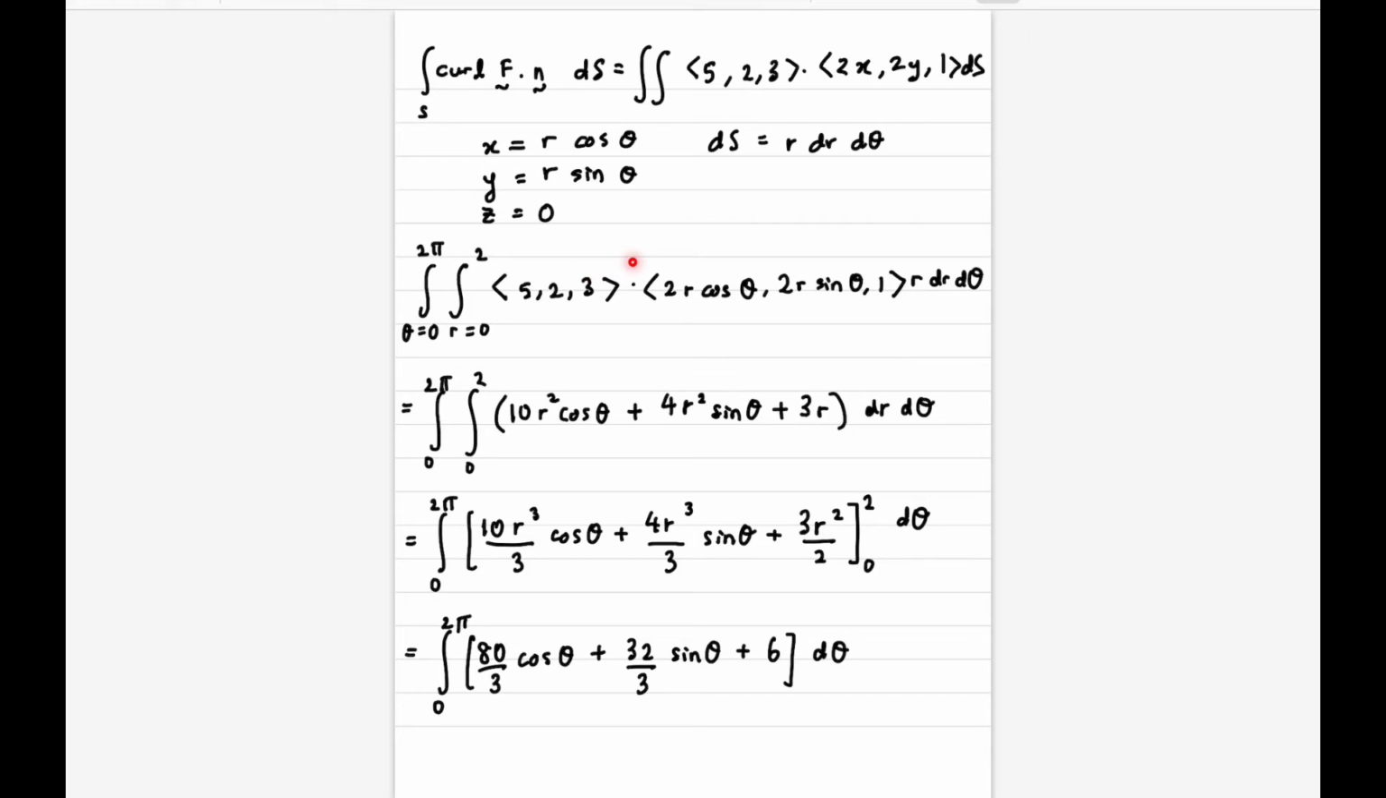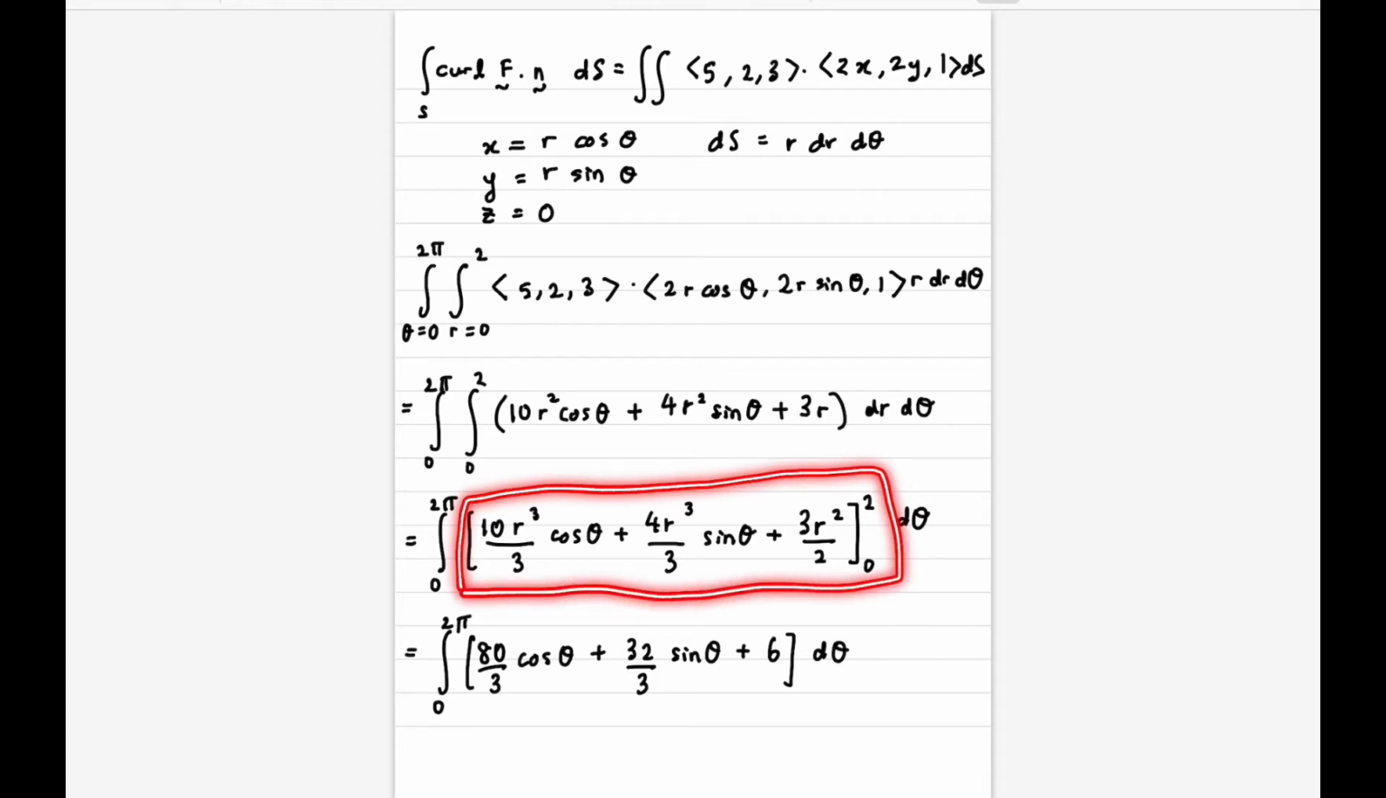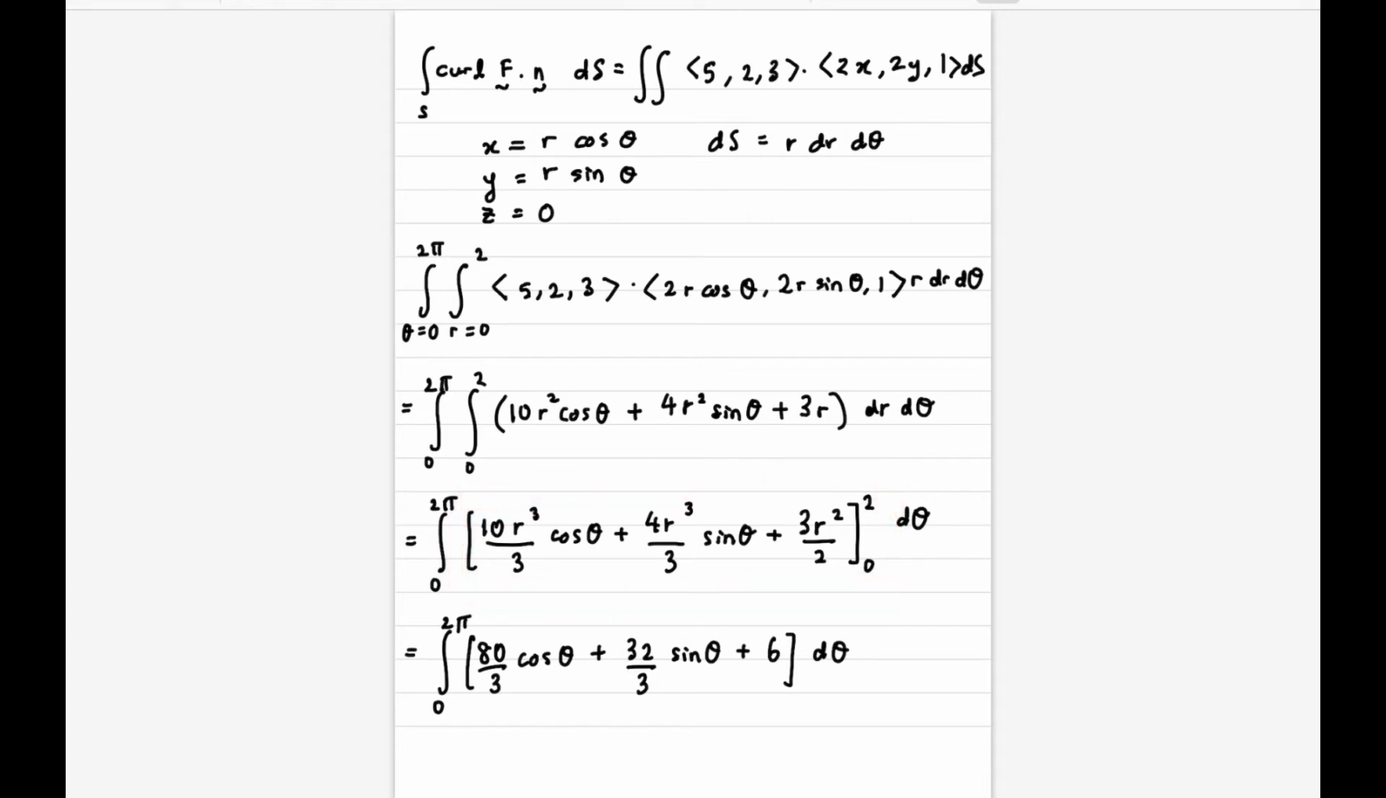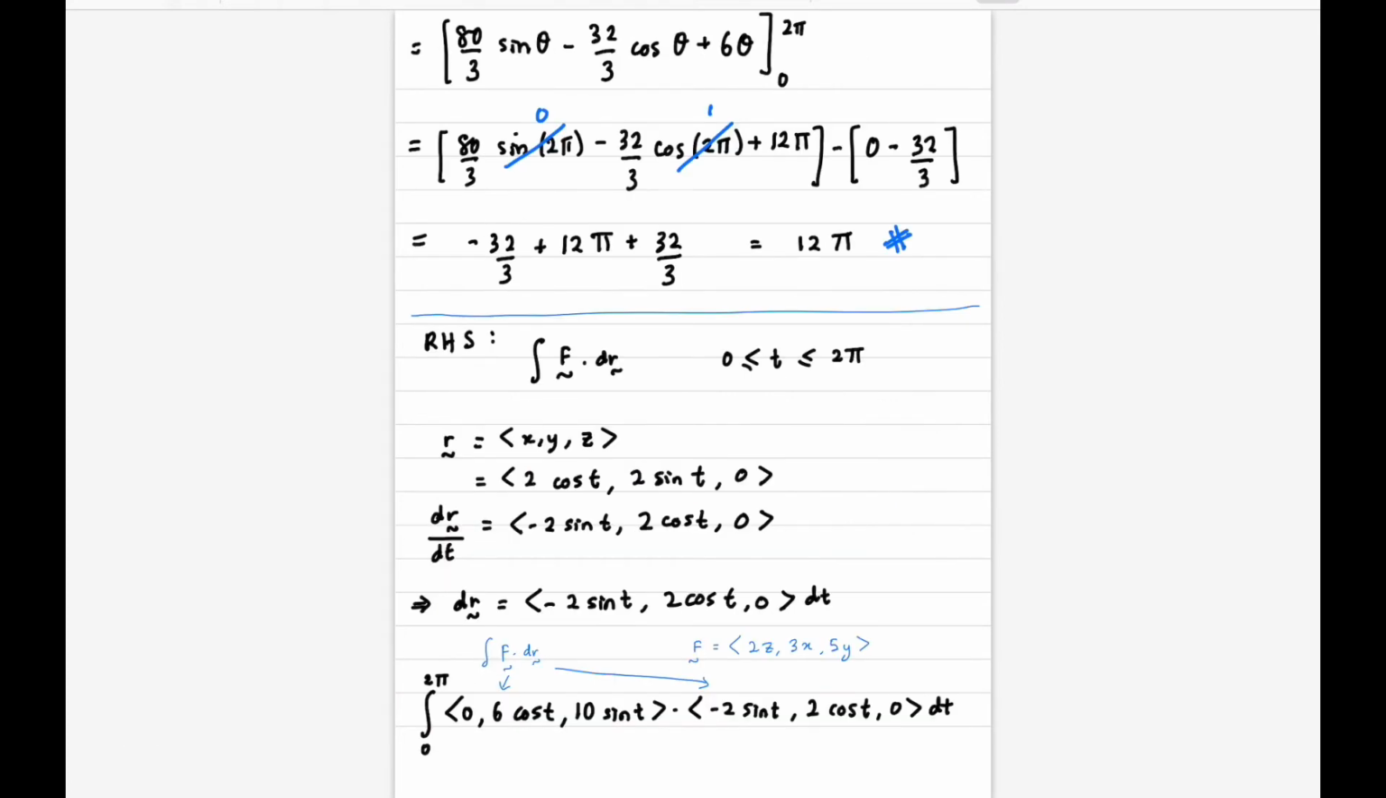Simplify this, do the dot product, then you get this value, and then integrate with respect to r. You will get this value after you simplify, and then integrate again with respect to theta, and then substitute the upper and lower limit, simplify, and you will get 12 pi. So this is the answer for the left hand side. Now let's do the right hand side.